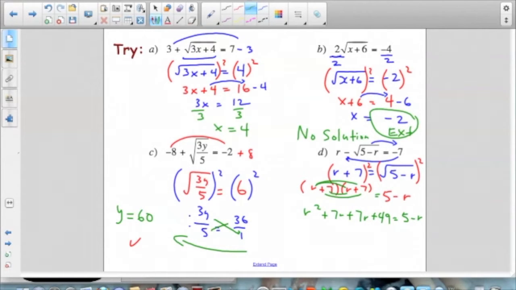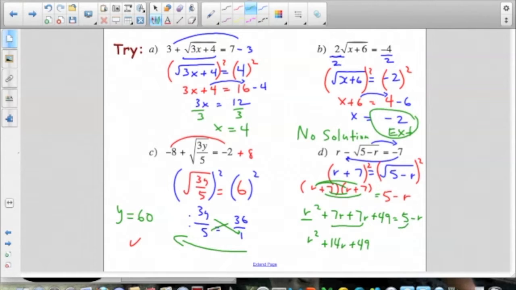So now, this determines movement. Don't move all those that way, because it just makes things messy. So, let's just do some tidying up first. So I know these are like terms, so r squared plus 14r plus 49. Now I'm going to move these guys over, so it's minus 5 plus r equals 0. So we have r squared plus, these guys are the like terms, 15r, these guys are like terms, plus 45.